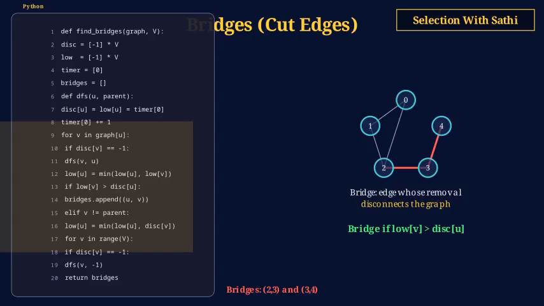This means there is no back edge from V's subtree that reaches U or any ancestor of U. Removing this edge would disconnect V's subtree from the rest. Lines 13 and 14, for non-parent neighbors already visited, update low of U with disc of V. Note, we skip the parent to avoid counting the edge we came from as a back edge. Total time O of V plus E.